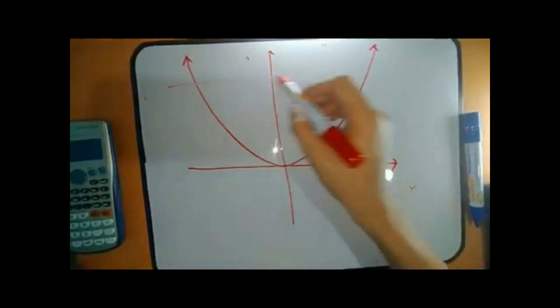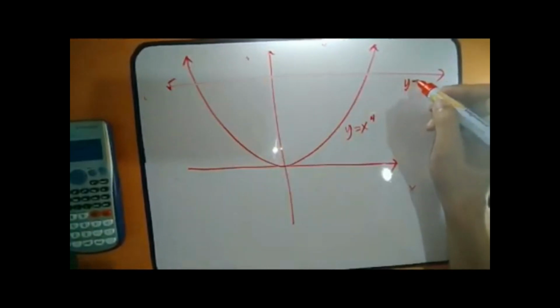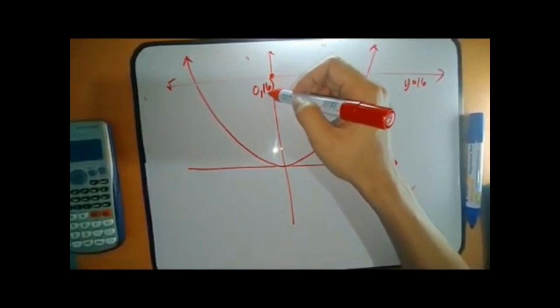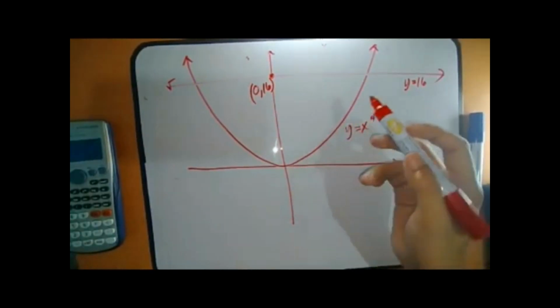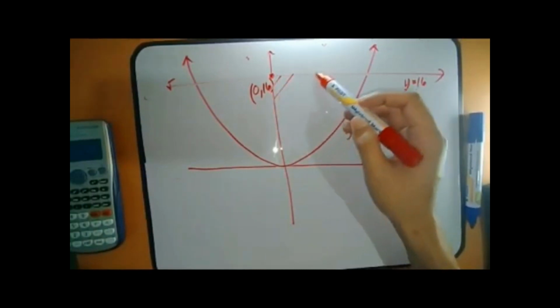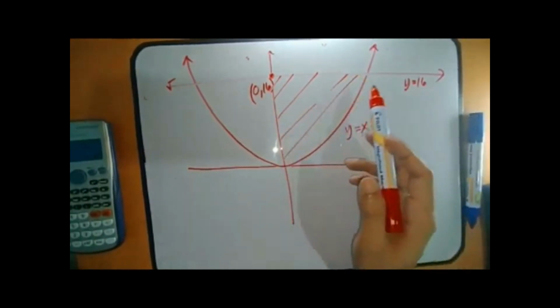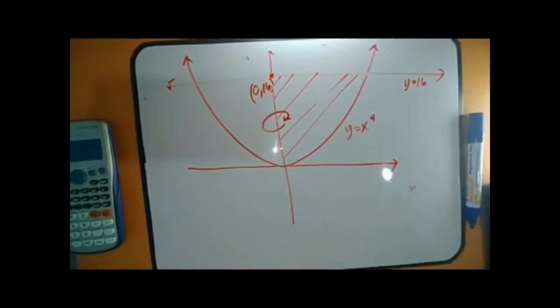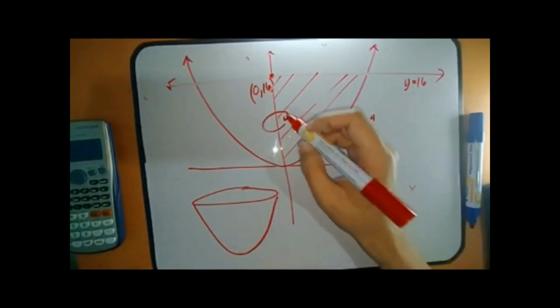Then you have this line. This will be y is equal to 16, so this point will be (0, 16). Then based on the problem, the area in the first quadrant, which is this, we revolve about the y-axis. So this is the solid that we will form, so it looks like this. So we need to find the centroid of this solid.